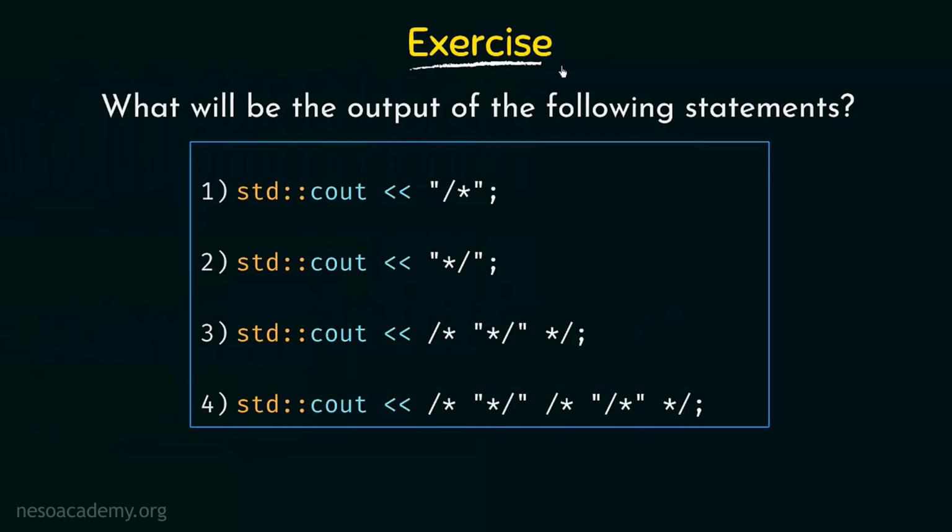So this was the exercise that I gave you. What will be the output of the following statements? These were the 4 statements that I gave you. Here we see that in some there are delimiters inside double quotes and in some they are outside the double quotes and so on. So let's analyze each of them one by one, starting with the first one.